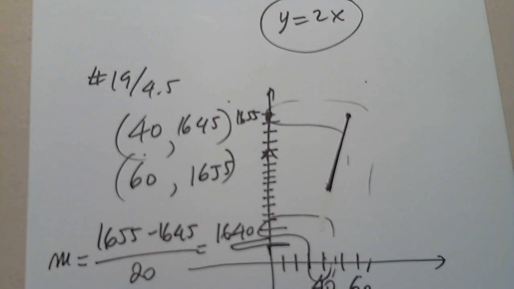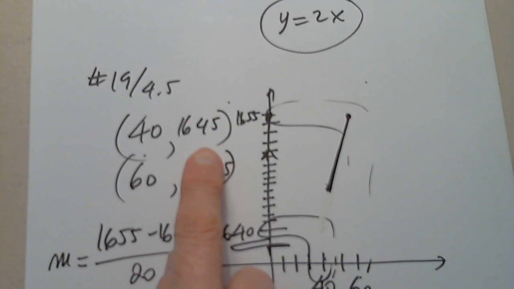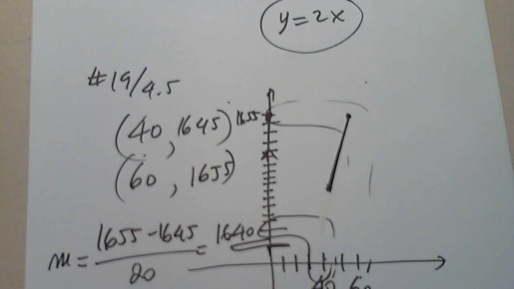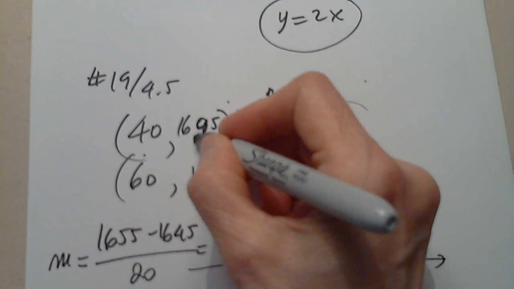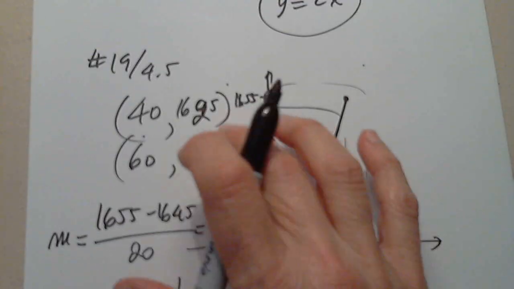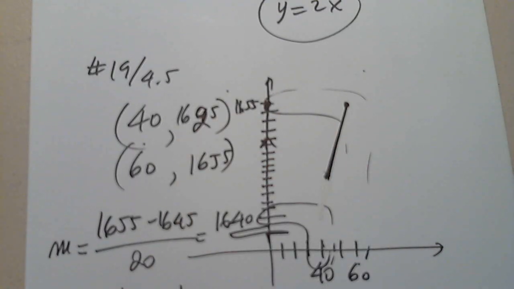Oh, I wrote it wrong here in my notes. It's 25. Sorry. So 16. I wrote the wrong numbers. 1625 for 40 and 1655. So it's 25. So that's why. Okay, now it makes sense.